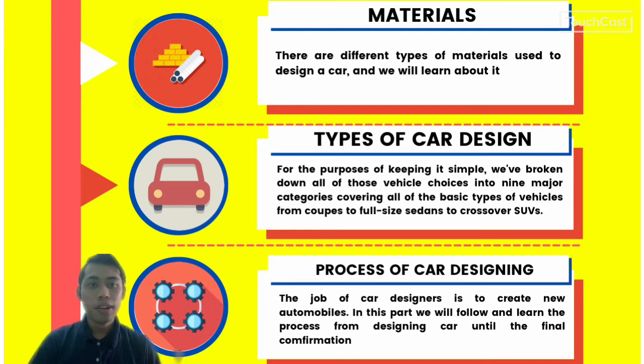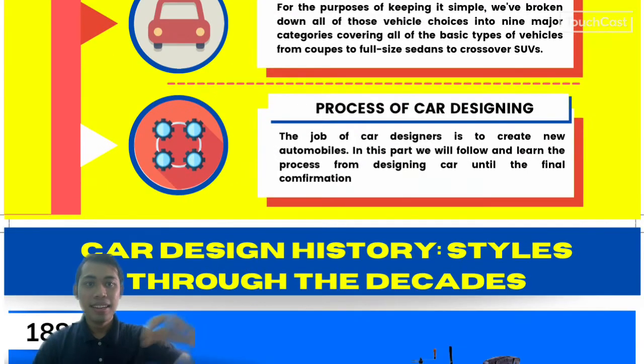Next, the types of car design. For the purpose of keeping it simple, we broke down all those vehicle choices into 9 major categories, covering all of the basic types of vehicles. And the last one is the process of car designing. The job of a car designer is to create new automobiles. In this part, we will follow and learn the process of designing a car until the final confirmation.